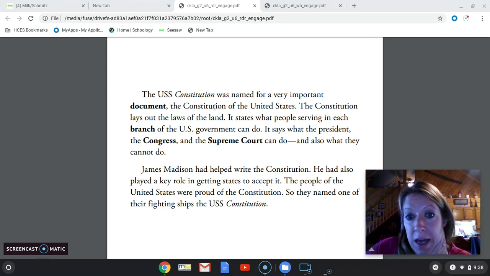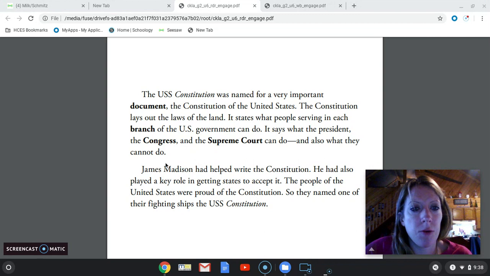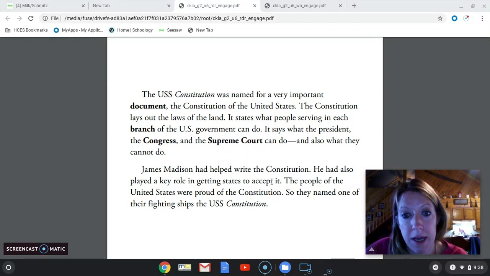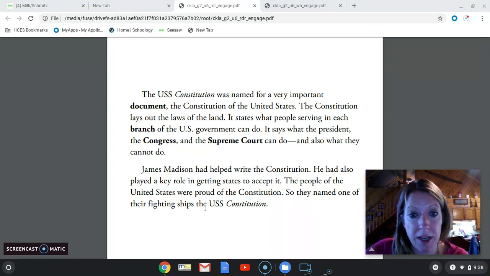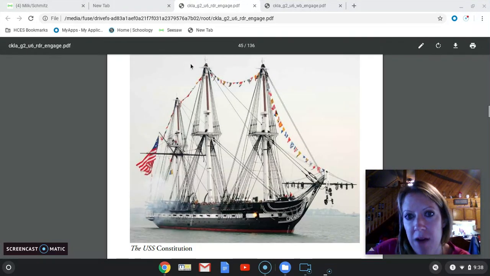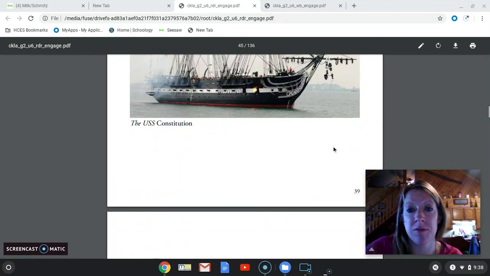The Congress and the Supreme Court, and they all have to work together to make our country run smoothly. Okay, so James Madison had helped write the Constitution. He had also played a key role in getting states to accept it. The people of the United States were proud of the Constitution, so they named one of their fighting ships the USS Constitution. So the ship right here was named after our Constitution, the framework of our government, because we were very proud of it.